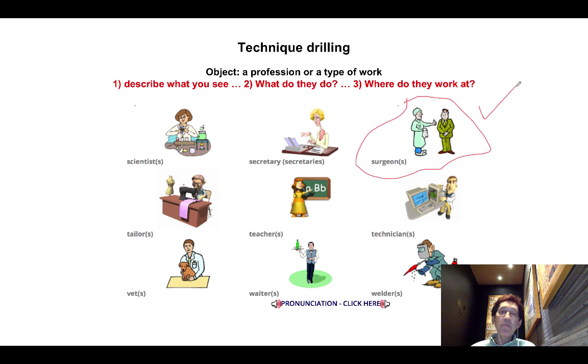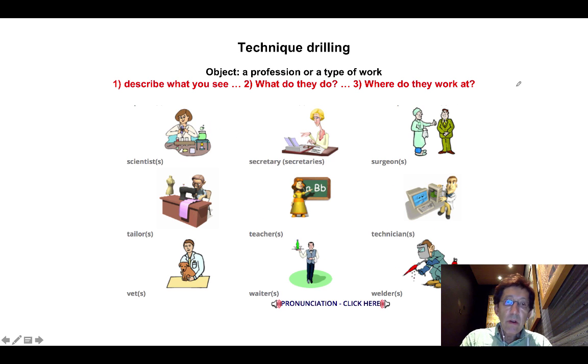Yeah, kind of more like a specialist in different areas, like brain surgeon, liver, heart surgeon. So they're more specialized, right? Specialized kind of doctor. Yes, of course. Very good, very good. All right, how about the next one, the tailor?